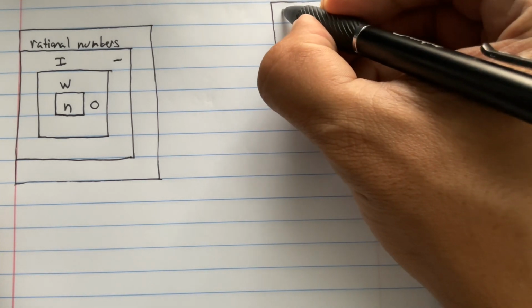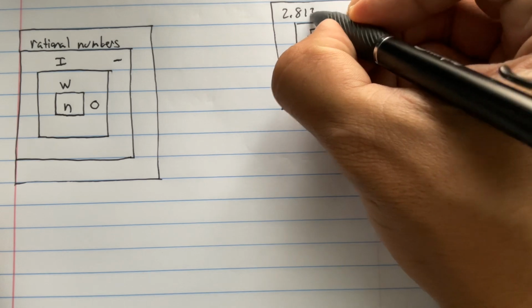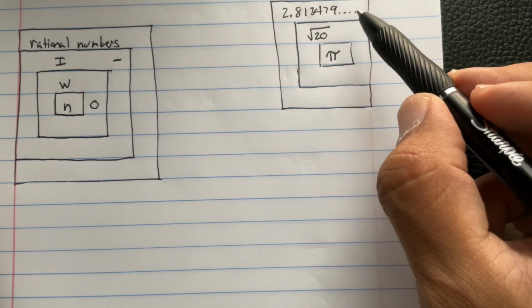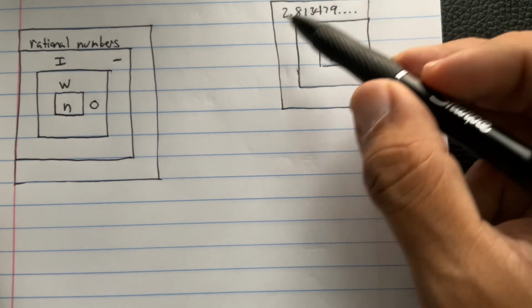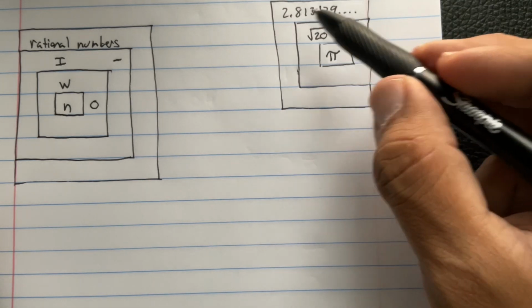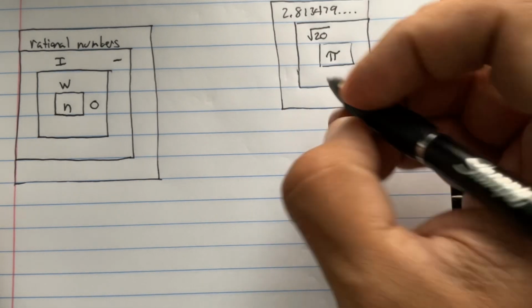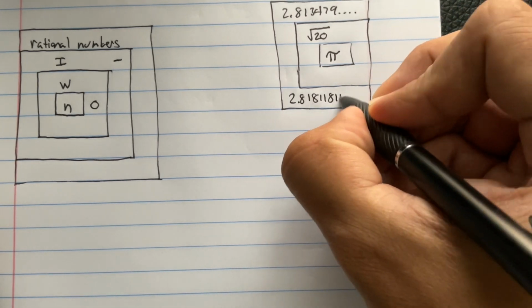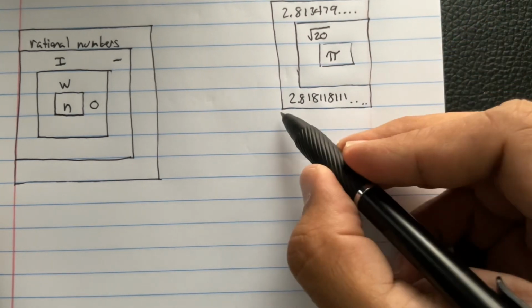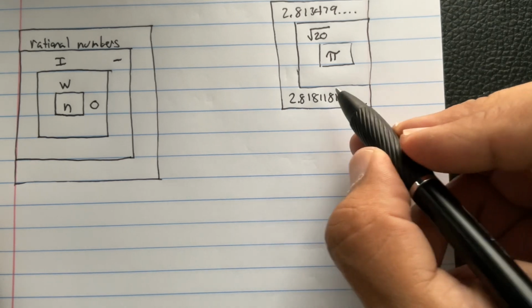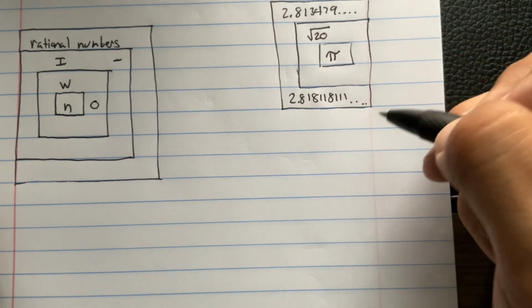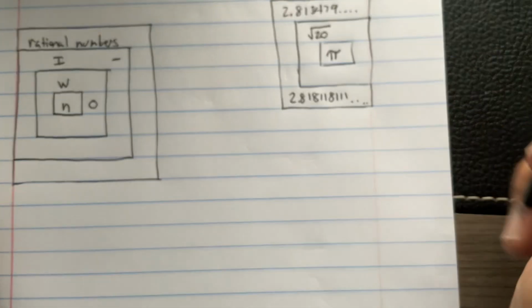Now the last one is decimal points that go on forever but never repeat. So let's say I have 2.813479, and then I put the dots telling you it goes on forever. There is no repetition here. This is irrational numbers. It goes on forever and never repeats. If I write 2.8181118111, now there is a pattern here, but it is not repetitive. So it is also considered irrational. So that's it. Good luck.